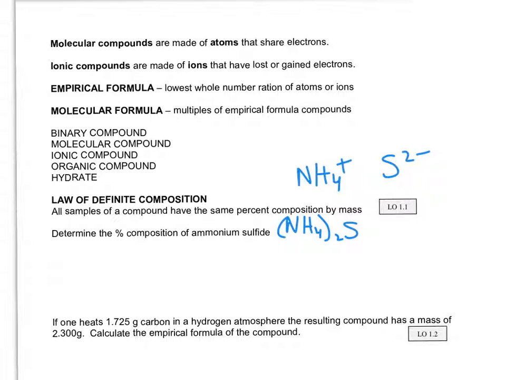ammonium sulfide. Now they don't give us any numbers whatsoever, so you can look at any amount that you would like. That's the whole point of the law of definite composition, is that it's going to be the same percent nitrogen in ammonium sulfide, whether you have a gram of it or 100 grams of it or a ton. So the easiest way is to look at 1 mole. So in a 1 mole sample of ammonium sulfide, my total mass would be, I'd add up 2 nitrogens, 8 hydrogens, and 1 sulfur.